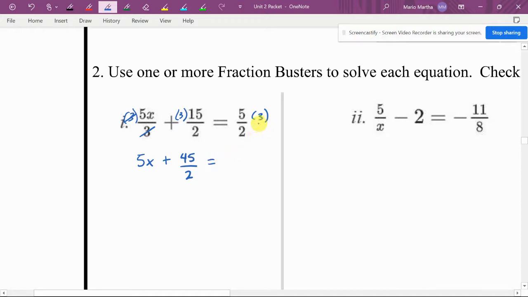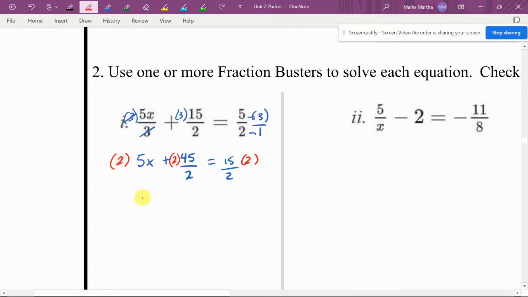And then equals, again, when you're multiplying fractions, go straight across. 5 times 3 is 15. 2 times 1 is 2. And then from here, we're going to keep going. So what I'm going to do next is eliminate the 2, by multiplying everything by 2.